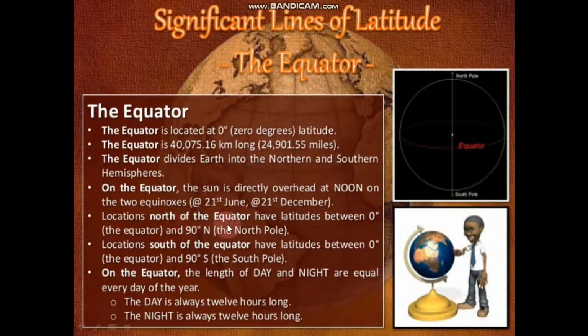Locations north of the equator have latitude between 0 degree and 90 degrees North Pole, and south 0 degree and 90 degrees South Pole. On the equator, the length of the day and night are equal every day of the year. That means at the equator, throughout the year, days are 12 hours long and nights are also 12 hours long.